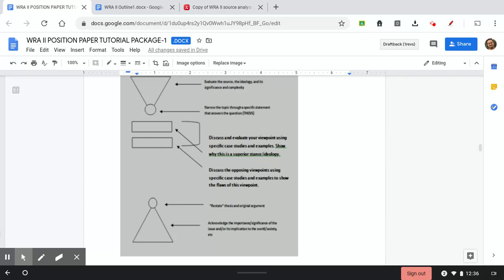At the end, we have what looks like an inverted image of the first paragraph, and that's what it is. In the conclusion, all we are doing is restating the thesis and the original argument. In the conclusion, you also acknowledge the importance or significance of the issue and its implications in the world or society. In your conclusion paragraph, you just summarize what you already said. Do not bring in new information. It's just a summary.